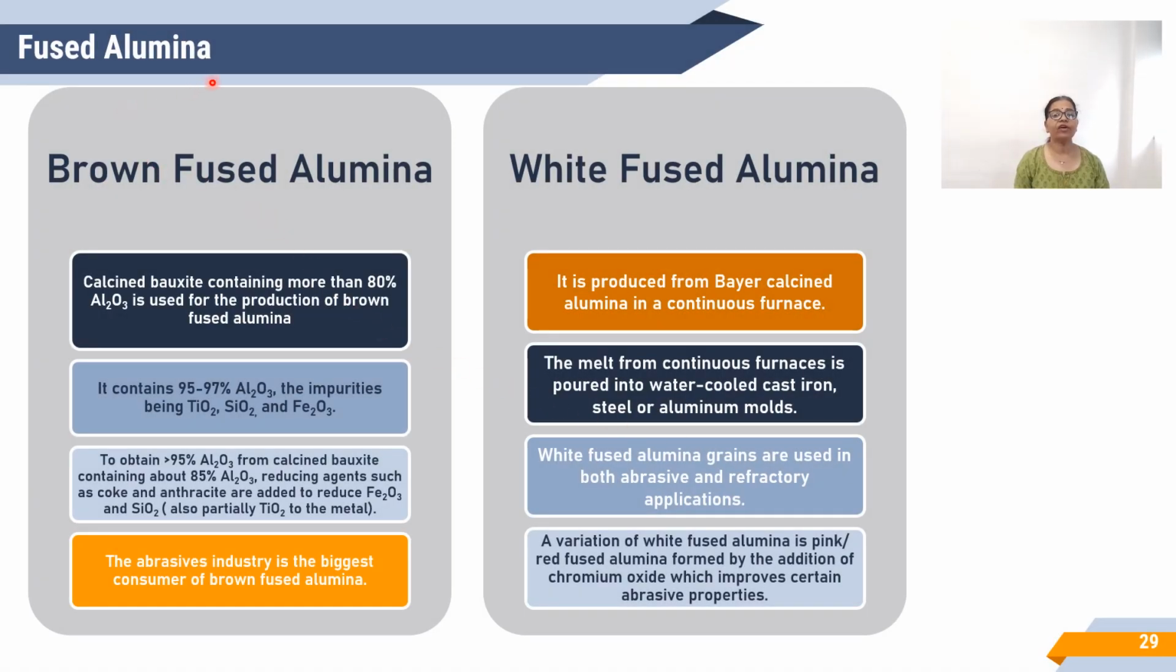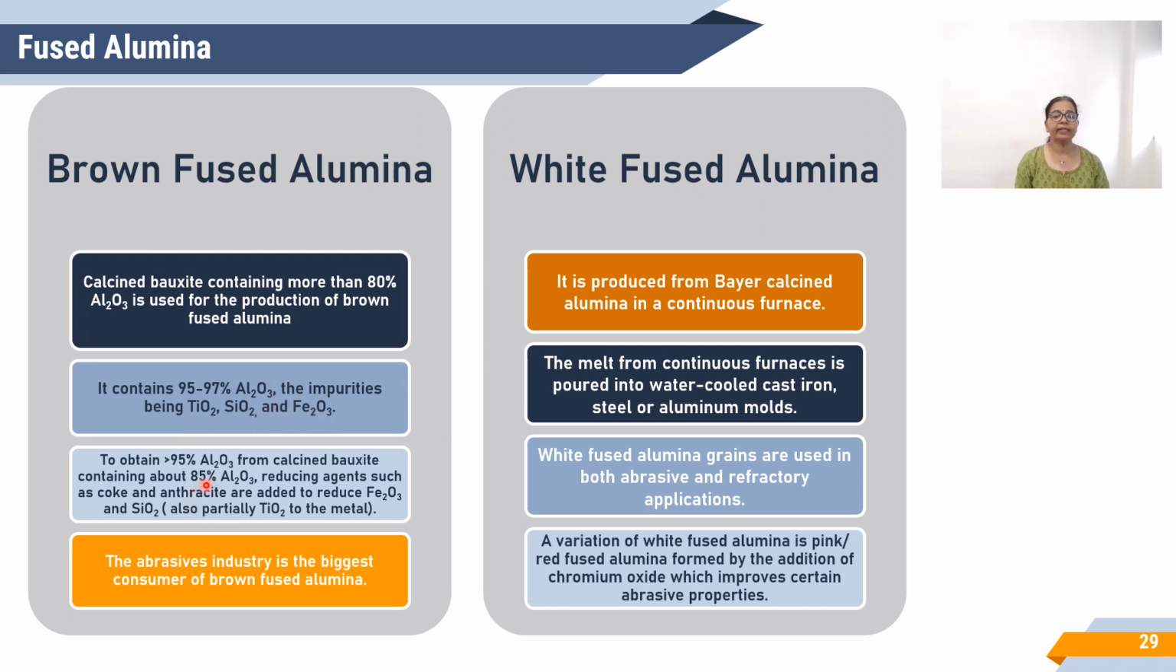The other category of special alumina is fused alumina, that is brown fused alumina and white fused alumina. Brown fused alumina is produced from calcined bauxite which contains more than 80% alumina. It contains 95 to 97% alumina, the other impurities being titanium oxide, silicon oxide and Fe2O3.